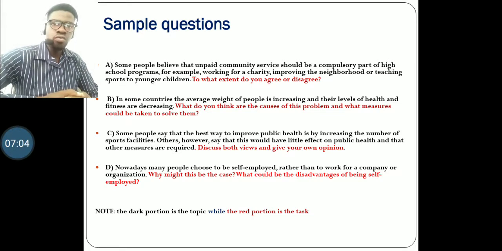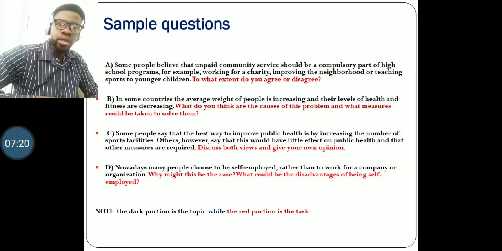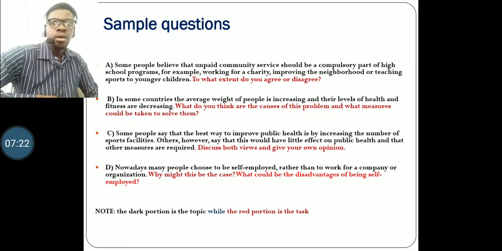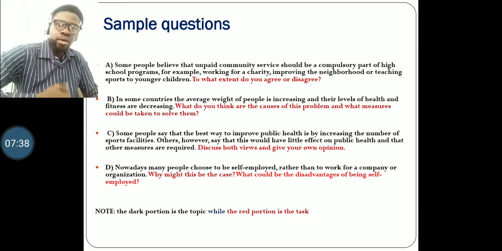Okay, so we are simply saying you might be asked in your IELTS long essay to discuss certain views and give your own opinion, or you might be asked to agree or disagree with a particular view, or you might also be discussing the causes of a problem and solutions to that problem. Yes, and you might also sometimes be talking about advantages and disadvantages of a particular thing.